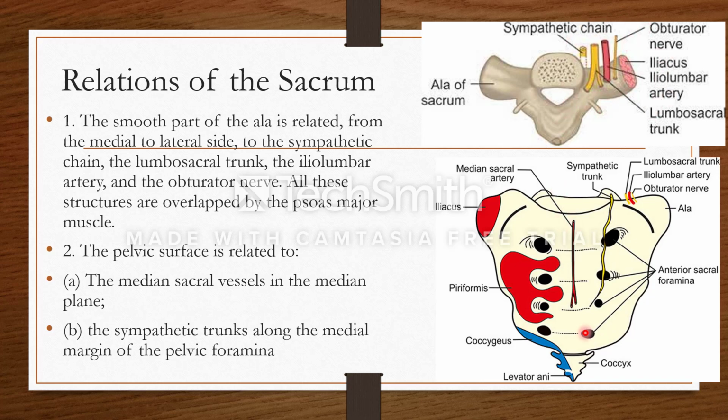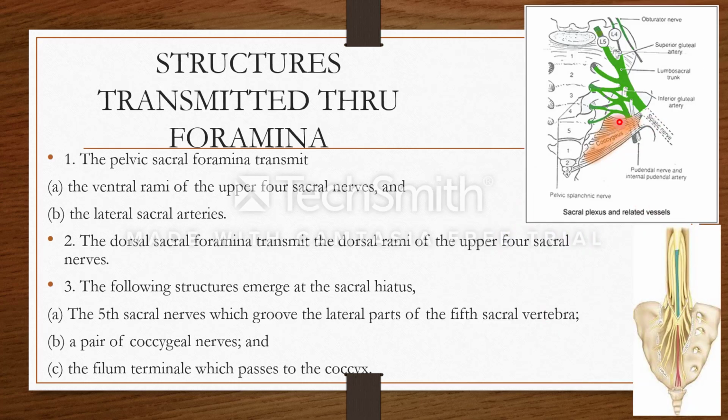The pelvic surface is related with the median sacral artery in the median plane and the sympathetic trunk which is overlapping the pelvic sacral foramina. See here, this is the median sacral artery, this is the sympathetic trunk, then there is the lumbosacral trunk, then there is the iliolumbar artery and the obturator nerve. Now the structures which are passing through the pelvic sacral foramina are the ventral rami. See here, these are the ventral rami, or the anterior rami, of the upper four sacral nerves: S1, S2, S3 and S4. And there are the lateral sacral arteries which are coming out from the pelvic sacral foramina.